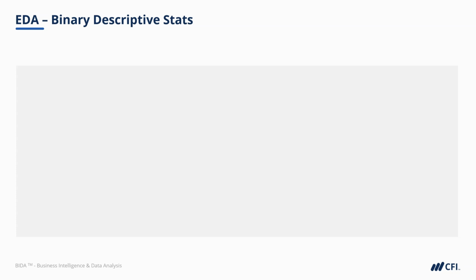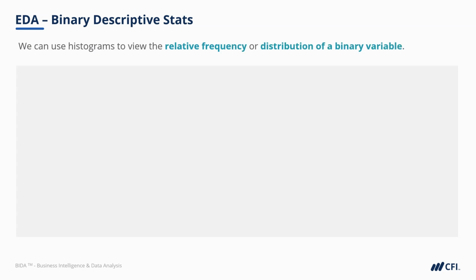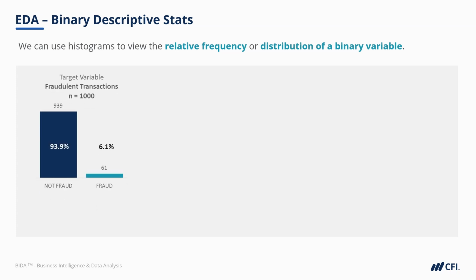Descriptive stats help us understand our data in a bit more detail. And thinking specifically about binary variables, we can use histograms to view the relative frequency or distribution of values. So here we're looking at a chart of our target variable, which identifies transactions as fraudulent or not fraudulent. That is what we're hoping to predict. It's our target. So in this dataset, we can see that we have far less fraudulent transactions, and our sample of data is therefore imbalanced. Since our goal is to detect fraud, this is an interesting finding, to know that only a small fraction of our sample actually relates to this type of transaction.